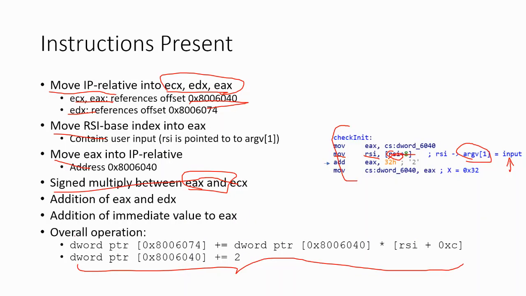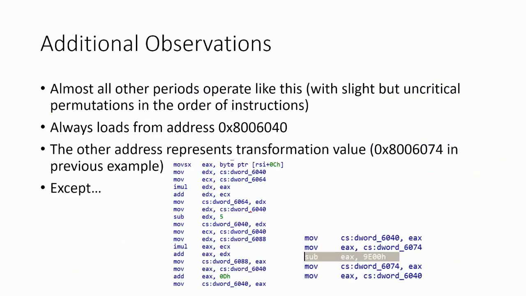So all periods implement something like this, up to this operation here, up to this constant here, up to this offset here, and up to this storage value here. Except for two special cases.